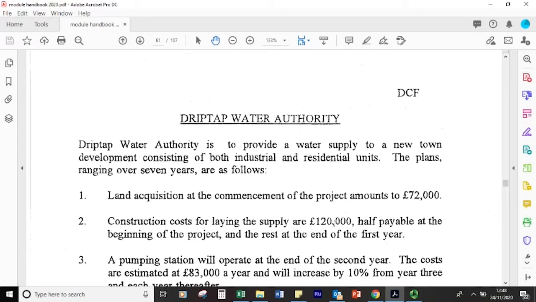This question gives us a bit more scenario now, so it feels like a real life scenario. However, in reality, investment appraisal questions are a lot more complex than this. Dritap Water Authority is to provide a water supply to a new town development consisting of both industrial and residential units. The plans ranging over 7 years are as follows. So our timeline is 7 years. We need to keep that in mind.